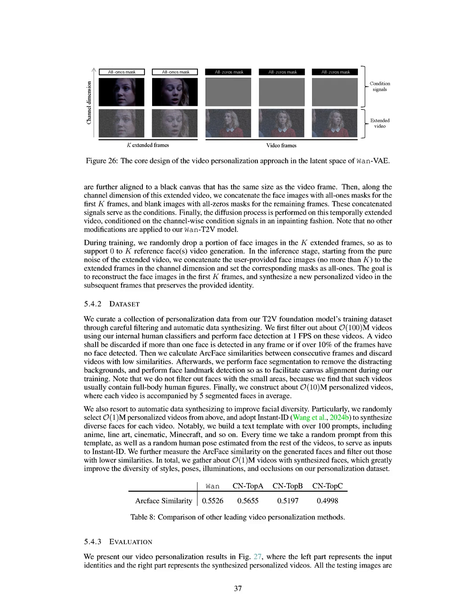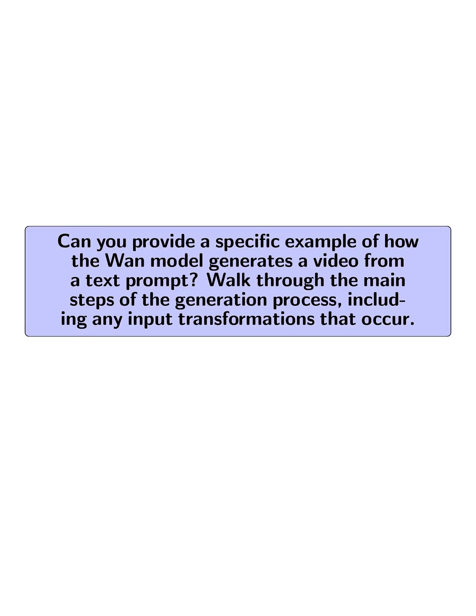and real-time video synthesis. Can you provide a specific example of how the WAN model generates a video from a text prompt? Walk through the main steps of the generation process, including any input transformations that occur.